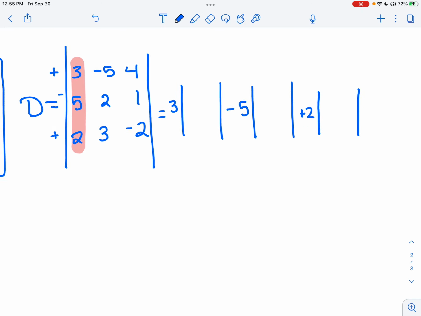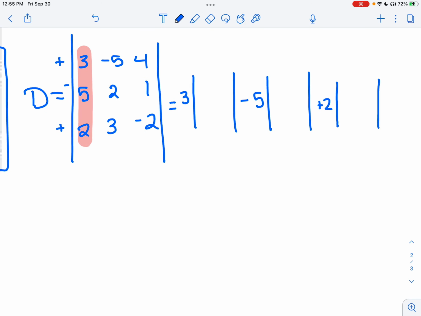Now let's see what's going to be in my 3 matrix, or like determinant. So cross off, 2, 1, 3, -2. I'm going to get rid of those lines. And now I'm going to do my 5. So this one, cross off. So I'm going to have -5, 4, 3, -2.